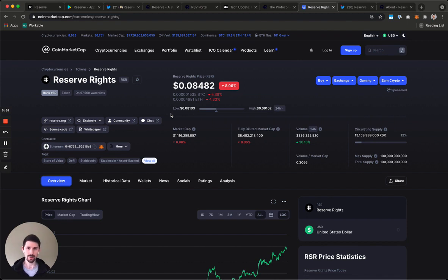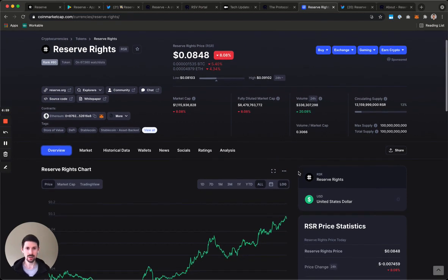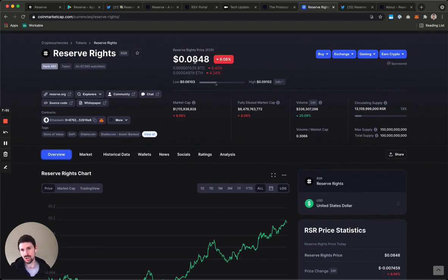It doesn't have all the functionality that we'll have with that full protocol launch, but it is trading on crypto exchanges. So you can see it has a value of 8 cents. So the market cap of the tokens that are circulating right now is a little over $1 billion. And the market cap of all the tokens that exist, which is 100 billion of them, is a little over $8 billion at the time of making this video.